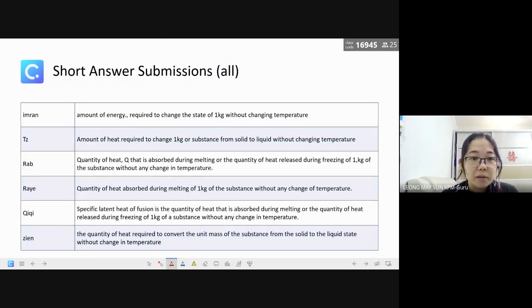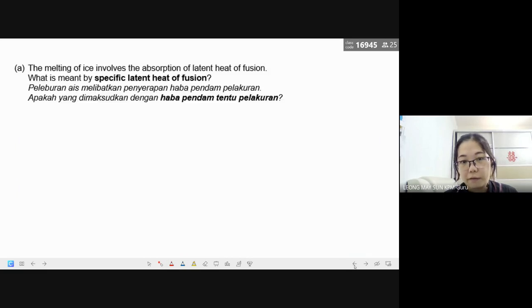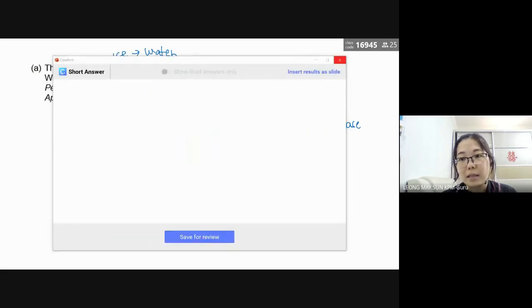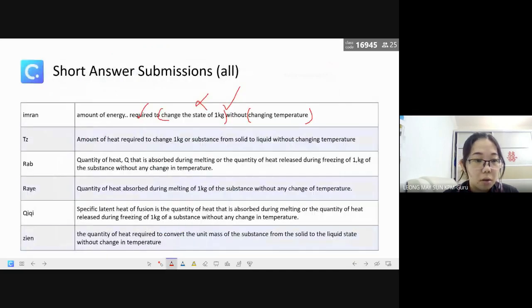Amount of energy required to change state of 1 kg without changing the temperature. Now, for Imran, in this case, if I'm going to be strict, I will give you a wrong. If I'm being kind-hearted, I'll give you a correct. But because the question says for fusion already, you have to state specifically. Okay, PZ: amount of heat required to change 1 kg of substance from solid to liquid, good, without changing the temperature. This one's still acceptable because I see the word solid to liquid.